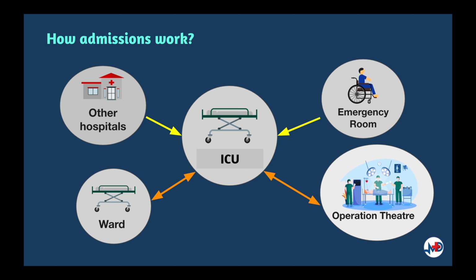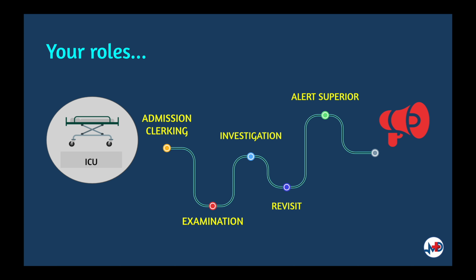As you can see here, the admissions to the intensive care unit is generally from the wards, operating theatre, the emergency room, as well as direct transfers from other hospitals. So as a house officer here, you play quite an important role in clerking patients' history, performing exams, ordering investigations such as lab works and imaging studies, and basically you will need to ensure all orders are carried out accordingly as well.